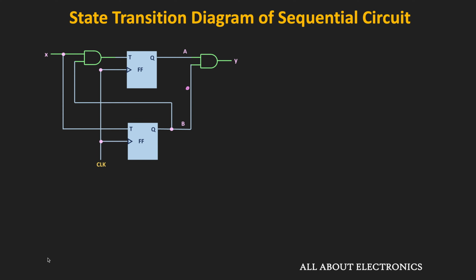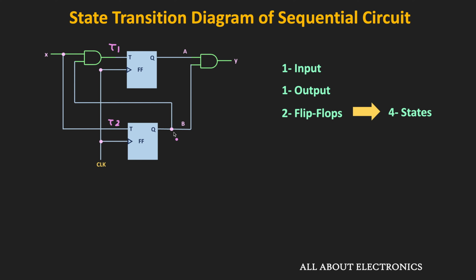So in this circuit, as you can see, we have one input X, one input Y, and we have two flip-flops. That means the number of states of the circuit is equal to 4. So now, before drawing a state diagram, first let us find the state equations of the given circuit. And with the help of the state equations, we can easily draw a state diagram. So here, these T1 and T2 are the inputs to the T flip-flops. And the outputs of these two flip-flops are A and B.